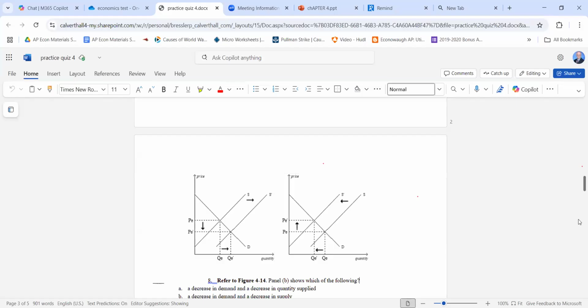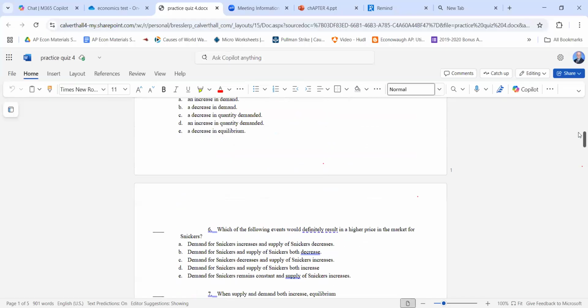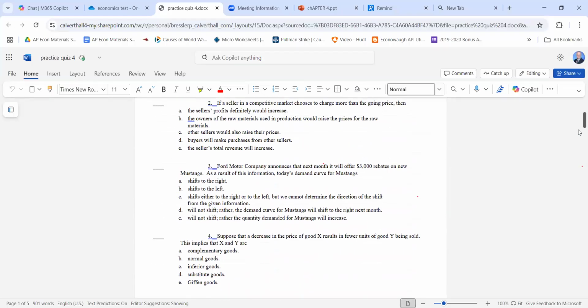Okay. Now someone wanted number 3. I think that was Tucker who wanted number 3. Let's see, can I scroll up to number 3? Okay. Ford Motor Company.